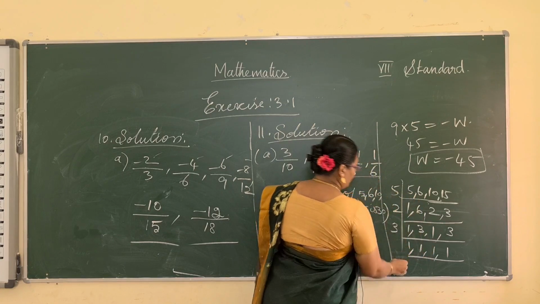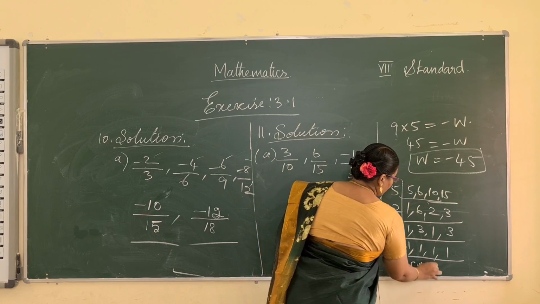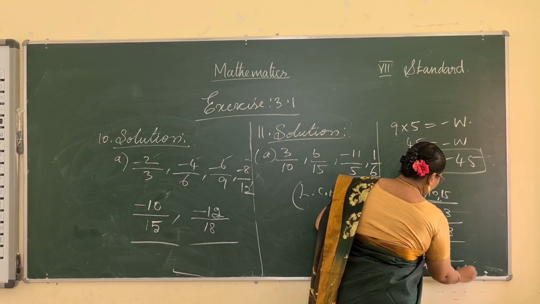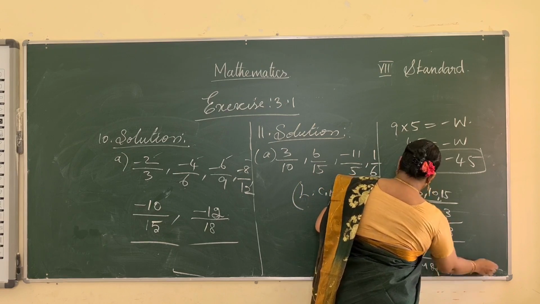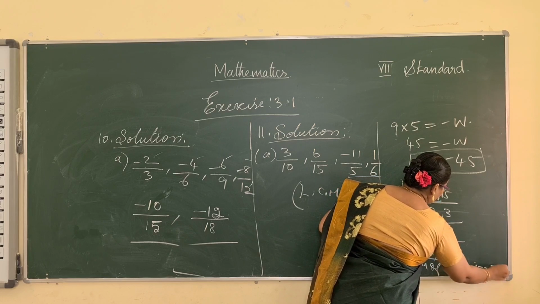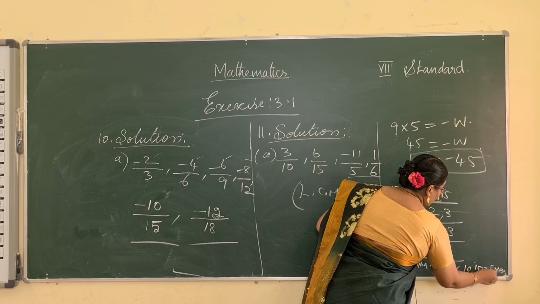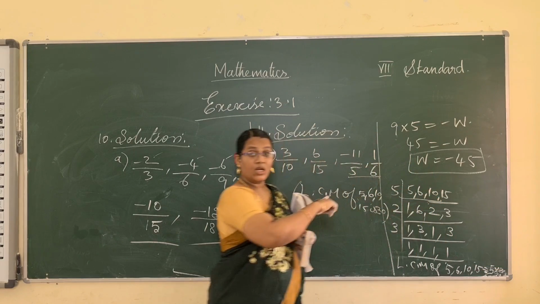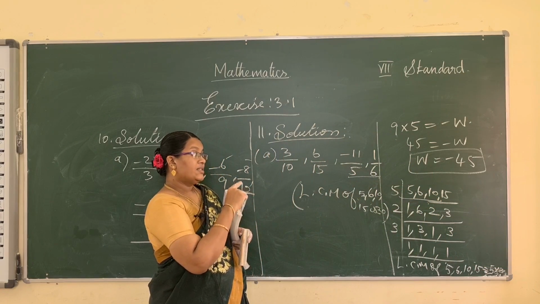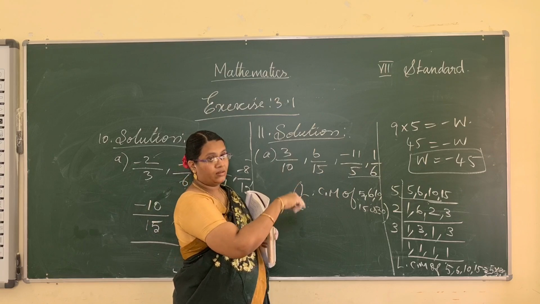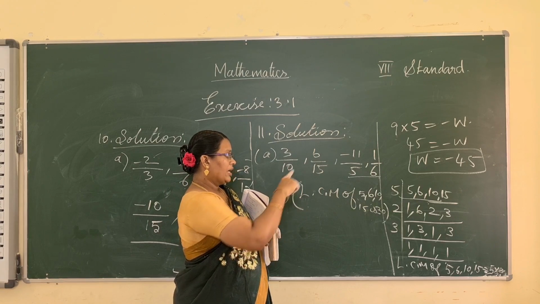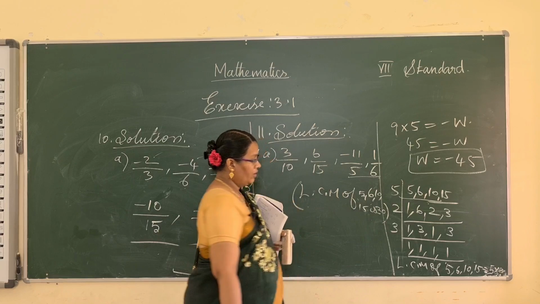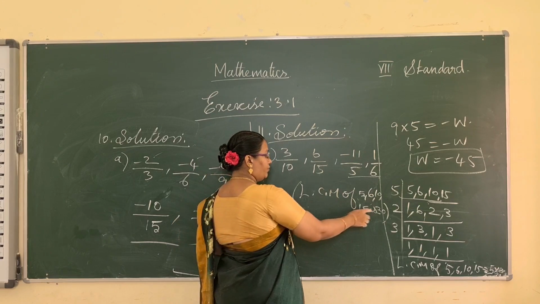So the LCM of 5, 6, 10, 15 is equal to 5 into 2 into 3. So 10 3s are 30. Okay, this is the common LCM method. I have found it like this. After that, you will write in place of 5, 6, 10, 15 the value 30.